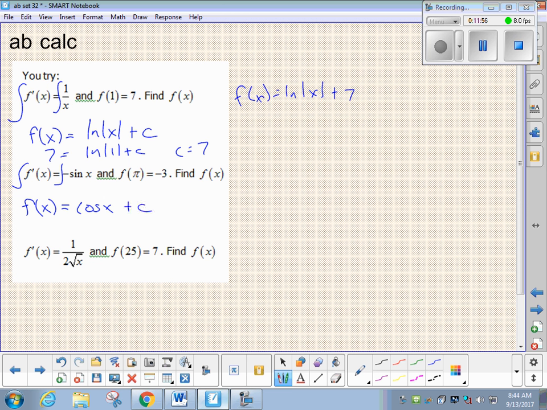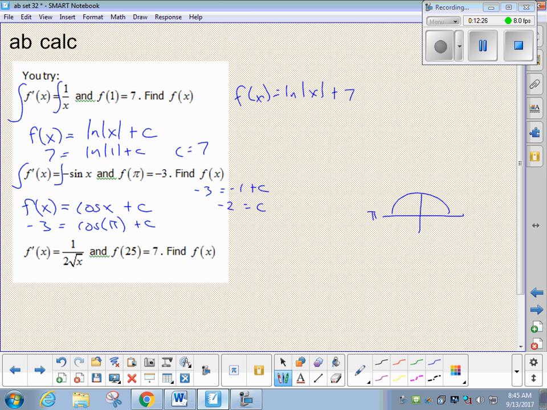If I plug in negative 3 for the function, pi for the x, what is cosine of pi? Cosine of pi, your trig skills are lacking, some of you. Cosine of pi is negative 1. Remember, that's here. Cosine is x. X is negative 1 there. So if negative 3 equals negative 1 plus c, then c is negative 2.